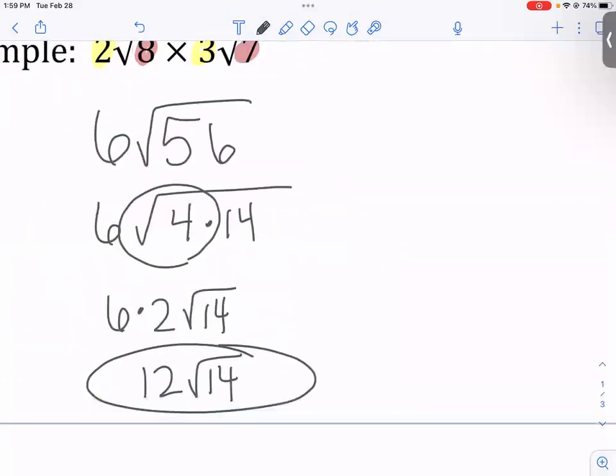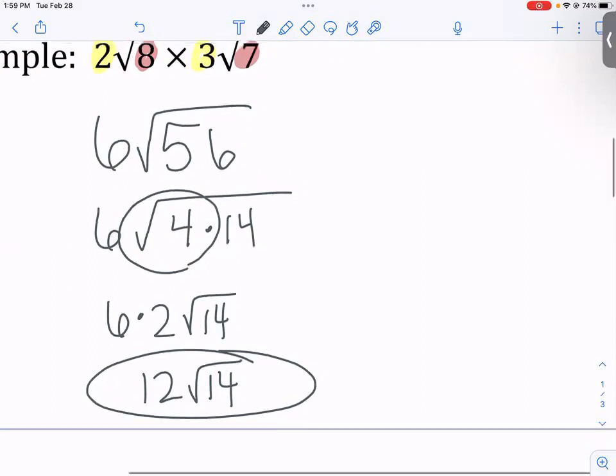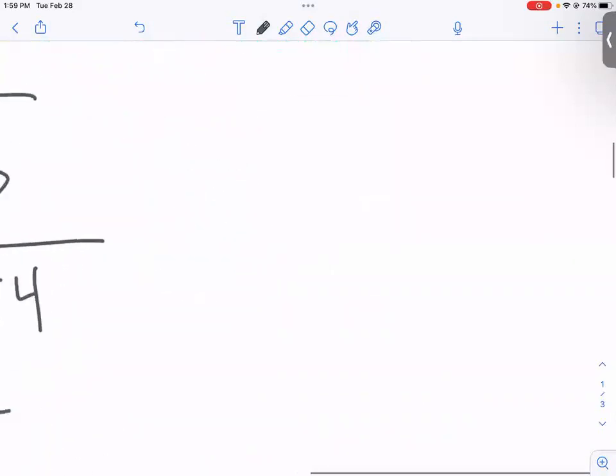So far, 14 is not divisible by a perfect square because it's 2 times 7. Okay, how about you quietly try this one?